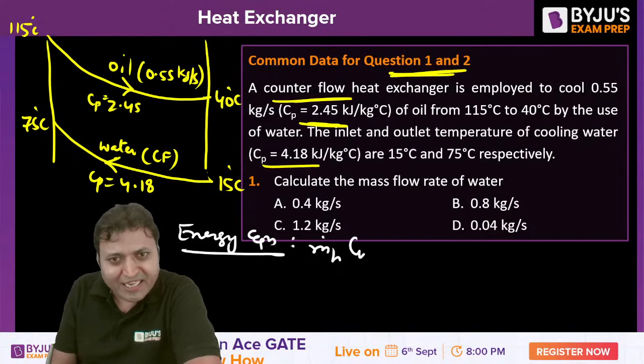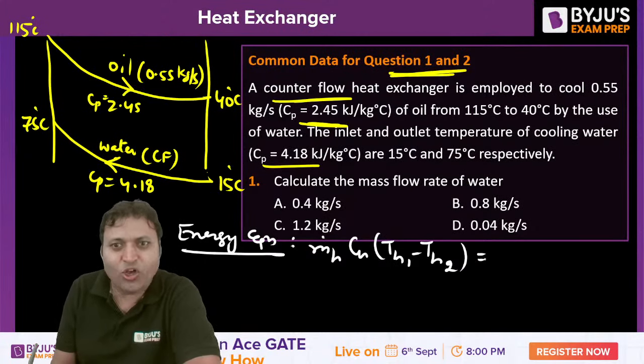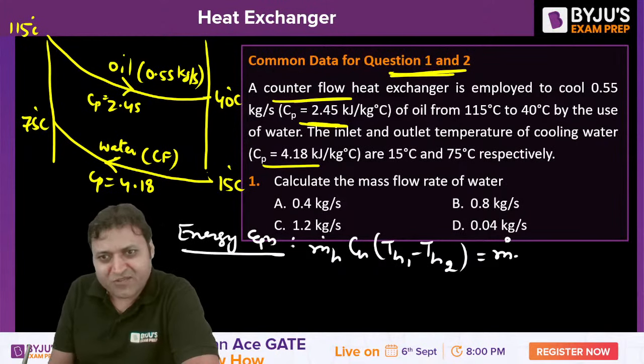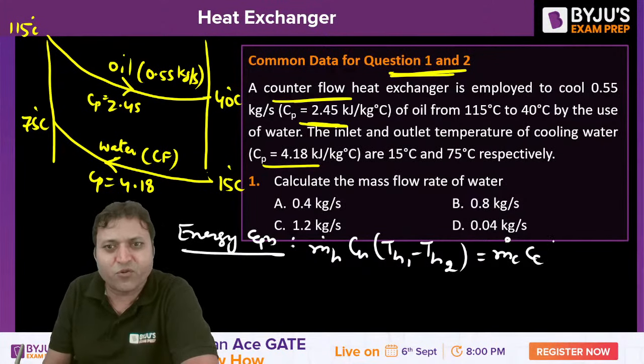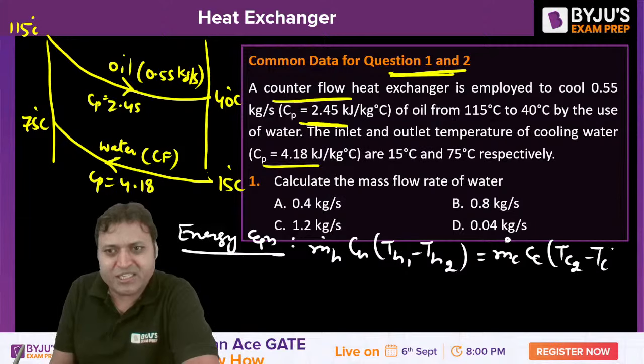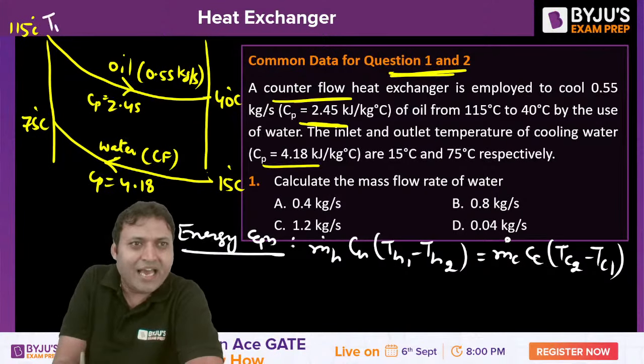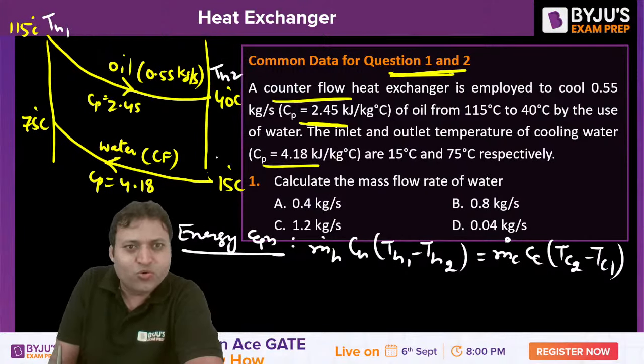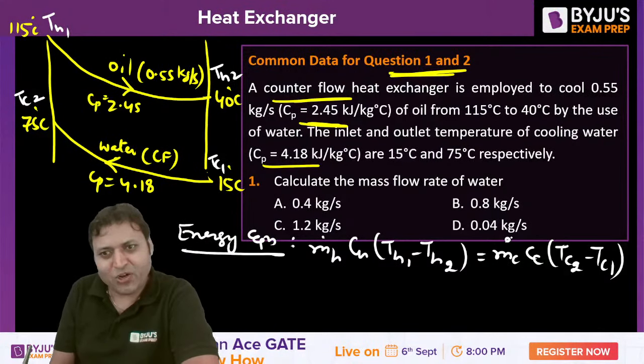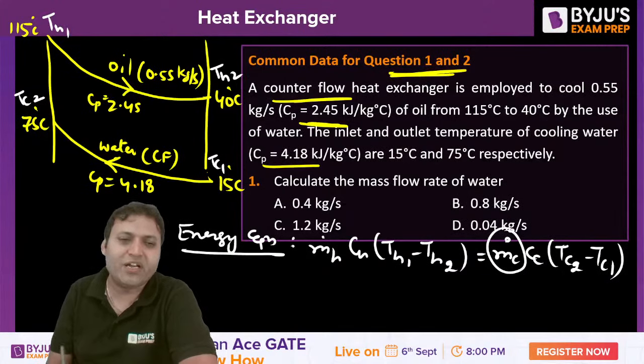m_h dot Cp_h (T_h1 minus T_h2), that is the heat lost by the hot fluid, is equal to mass flow rate of cold fluid into specific heat of cold fluid into (T_c2 minus T_c1). This is T_h1, T_h2, T_c1, T_c2. If you put in the values, the only unknown is the mass flow rate of the cold fluid.